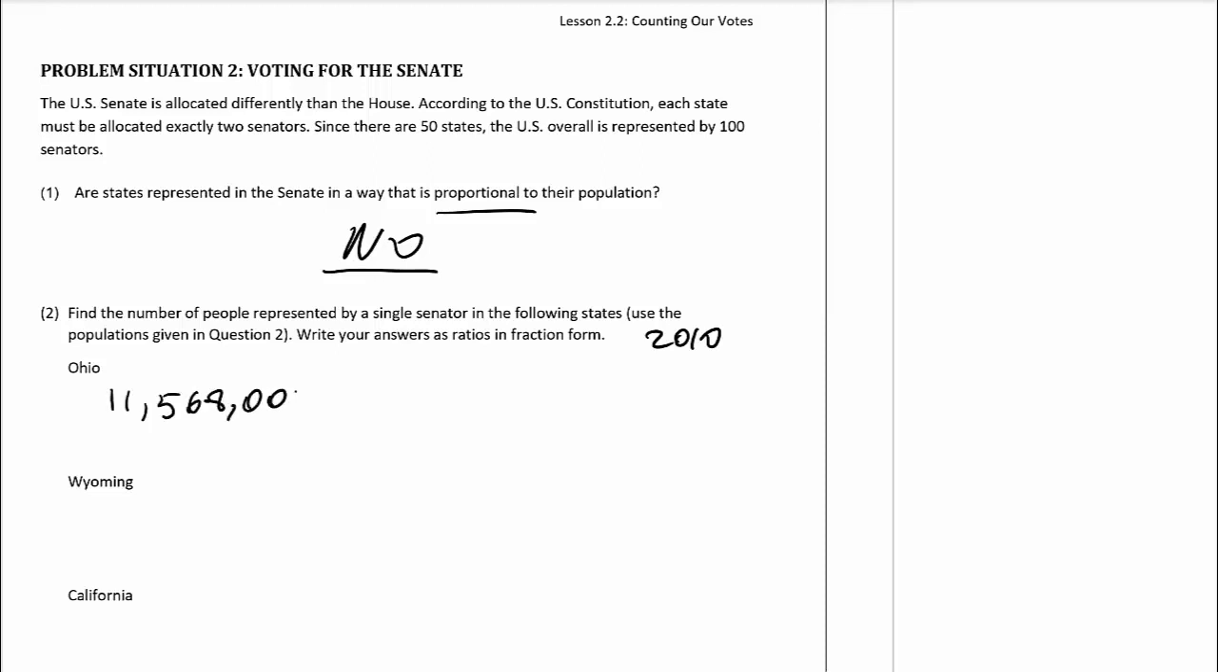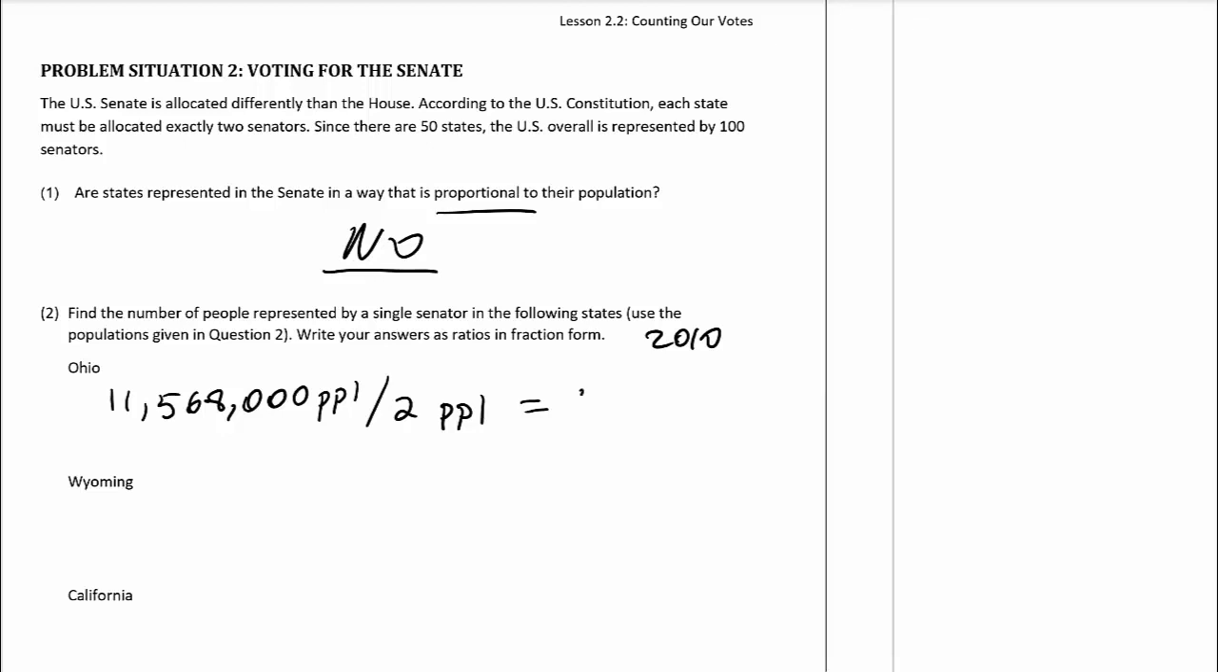11,568,000, and it's represented by 2 people equally, right? So practically speaking, you can kind of think of it as half of that allocated to each senator. They're representing that state simultaneously, working together. But if you want to write that as a representation rate, you just take that number and divide it by 2. And you do the same thing with all the other states.